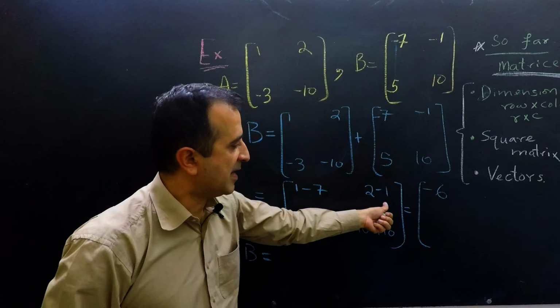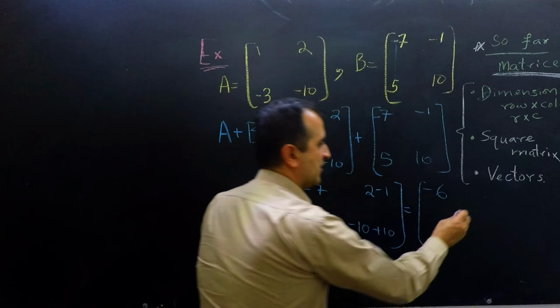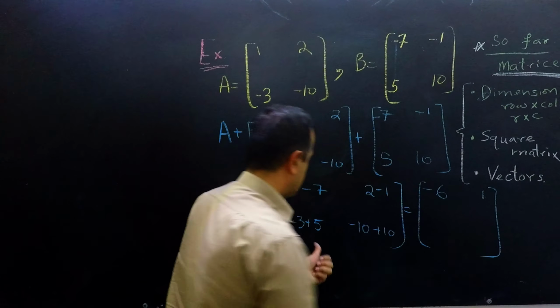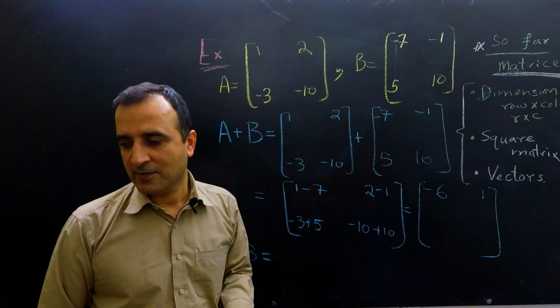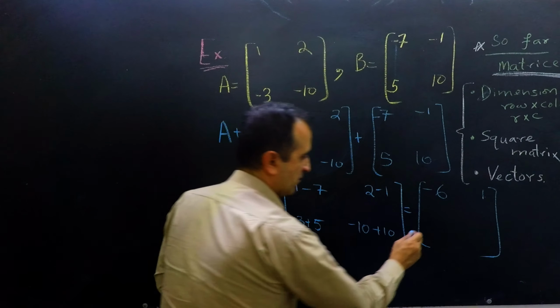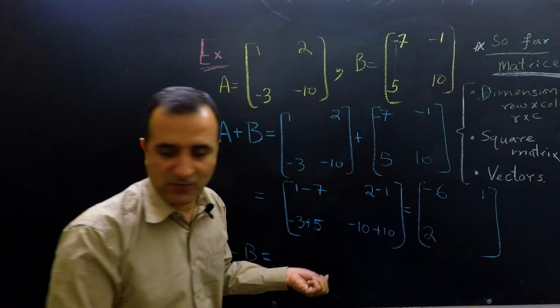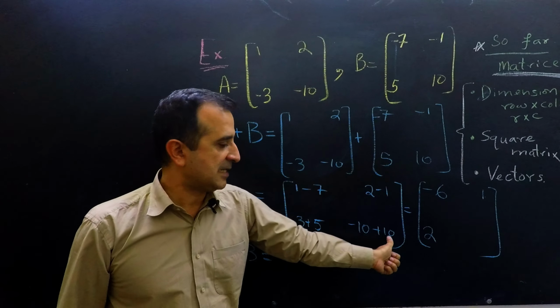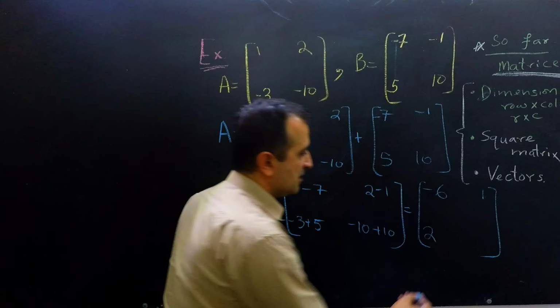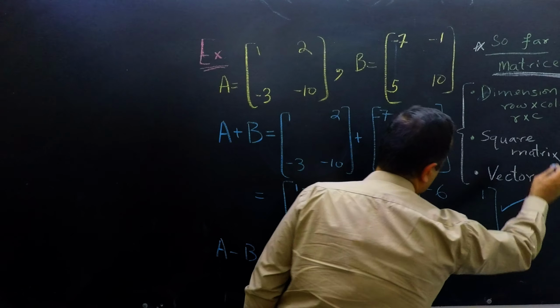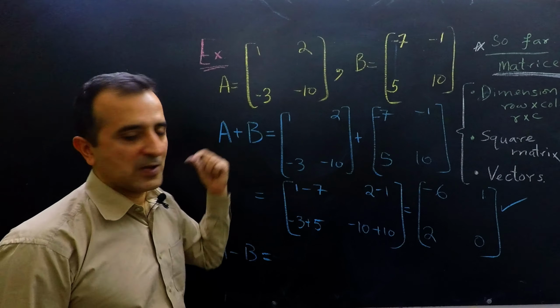And what is 2 minus 1? It is 1. What is minus 3 plus 5? It is 2. Very good. We always have the sign of the larger number. What is minus 10 and 10? 0. So that is our answer. So that's the result of A plus B.